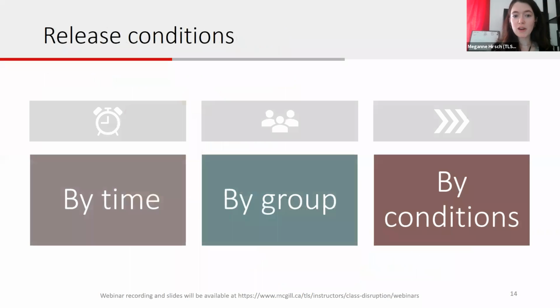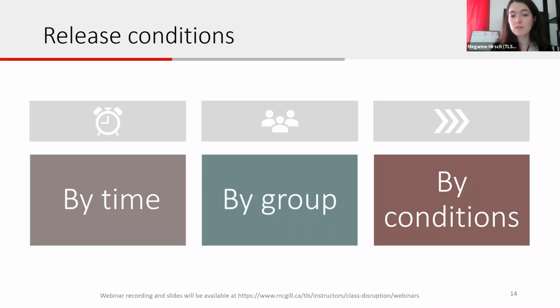Another way that My Courses allows you to organize your course is through release conditions, so by predetermining when students have access to materials. These conditions can be set for any module, submodule, or topic. For example, you could give students access to a certain assignment only after the relevant lectures have been given.